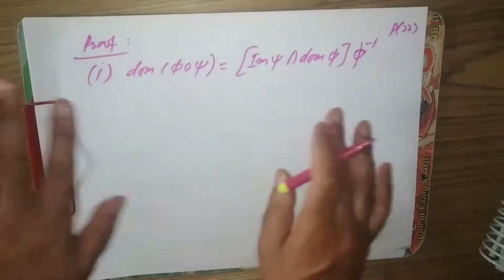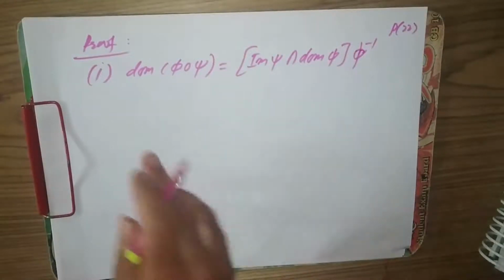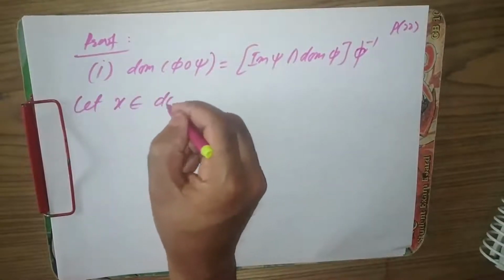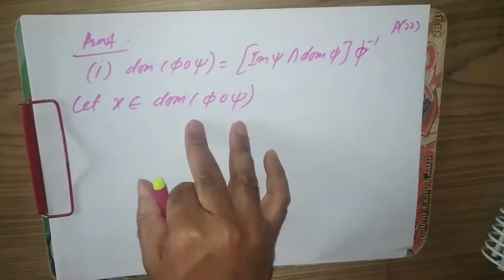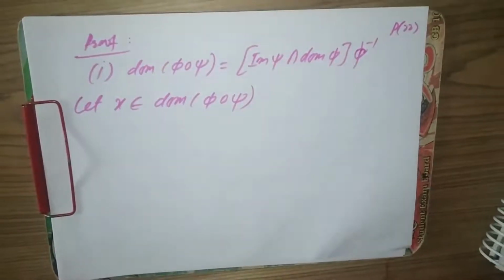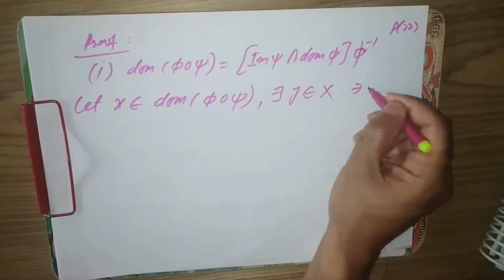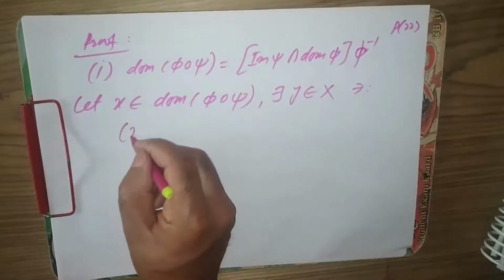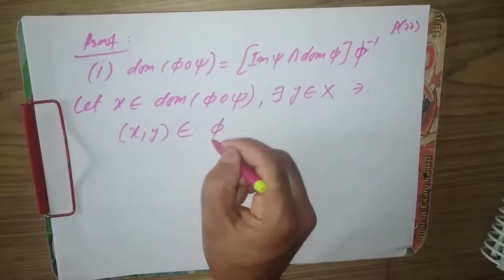So both are actually sets, so I have to prove this set inclusion. Now let us suppose that x belongs to the domain of phi composition psi. So whenever x is in the domain, then there should be some point in the image. So there exists, say, y belongs to Y such that x comma y belongs to phi composition psi.